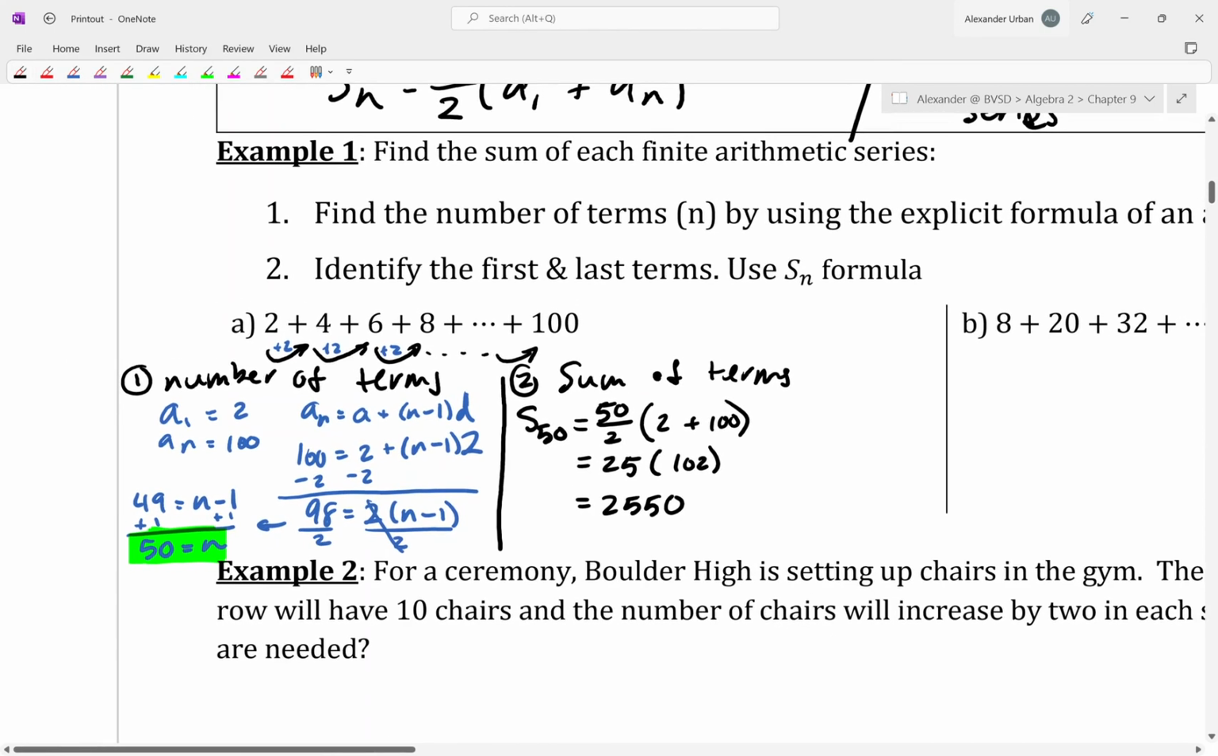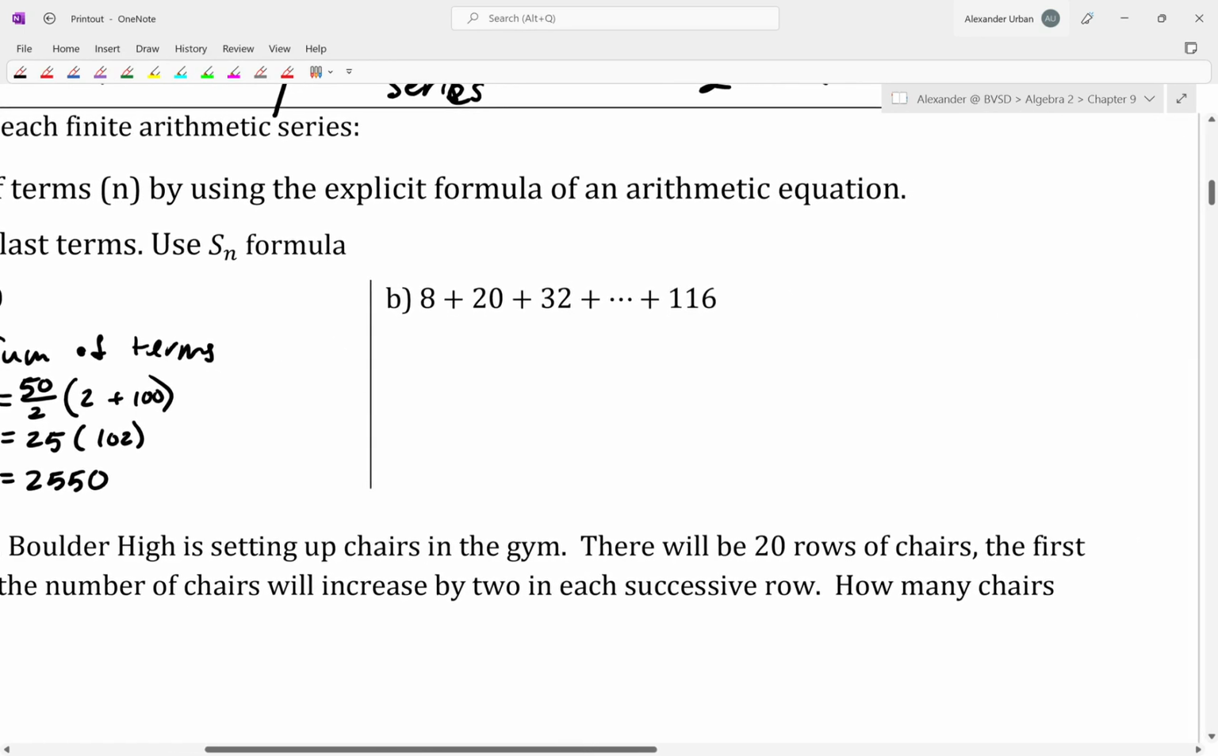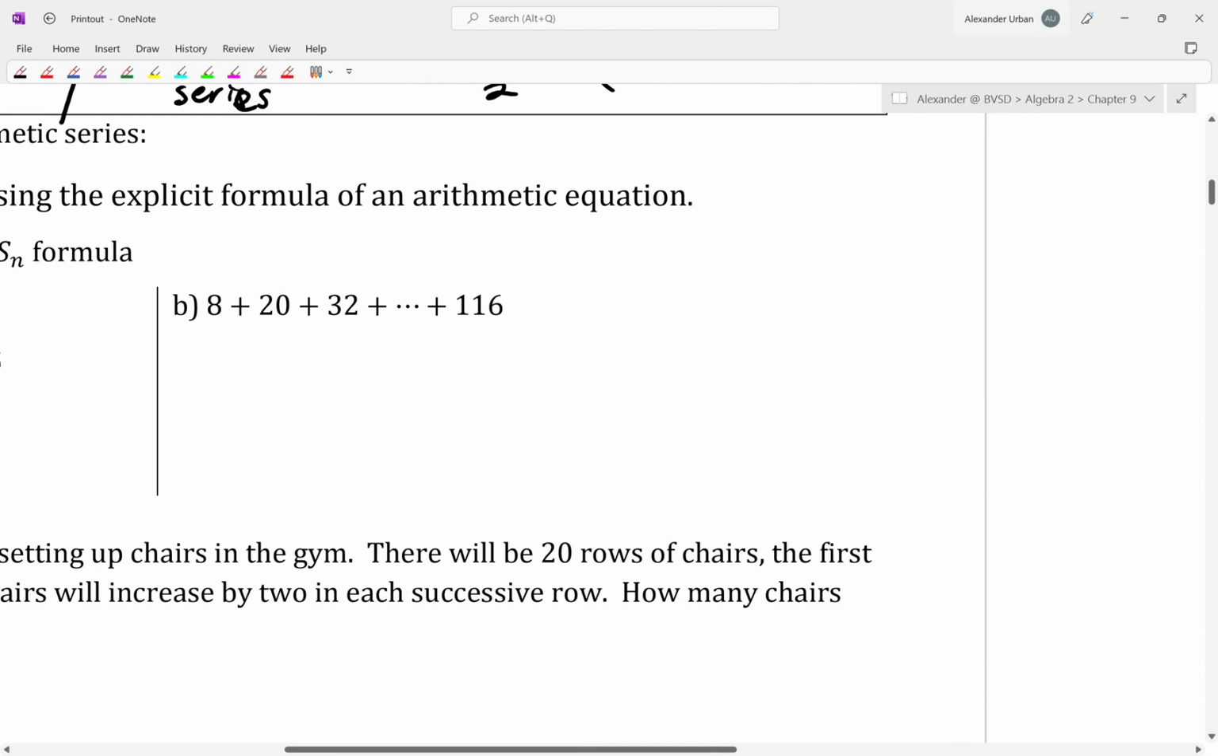So we're going to repeat that again with problem B, or I should say example 1B. Again, I'm going to set it up as 2 different stages. I'm going to find the number of terms. And I'm going to find the sum of all terms.